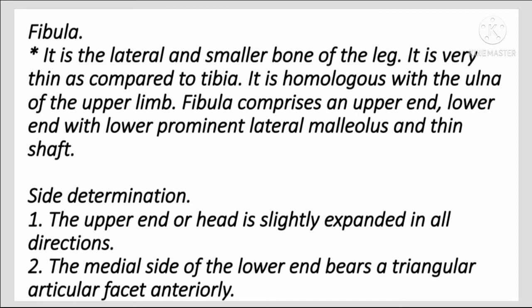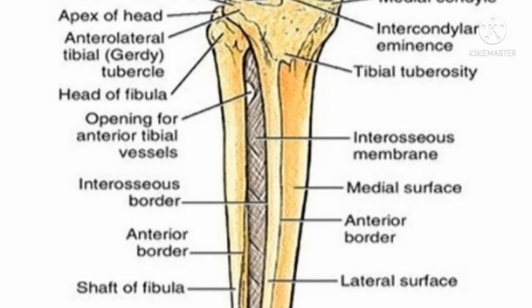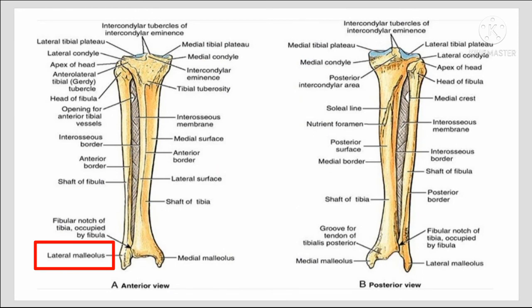Side determination: the upper end or head is slightly expanded in all directions. The medial side of the lower end bears a triangular articular facet anteriorly. The parts of the fibula bone: this is the apex of the head, this is the head of the fibula, this is the anterior border, this is the shaft of the fibula, this is the lateral malleolus.